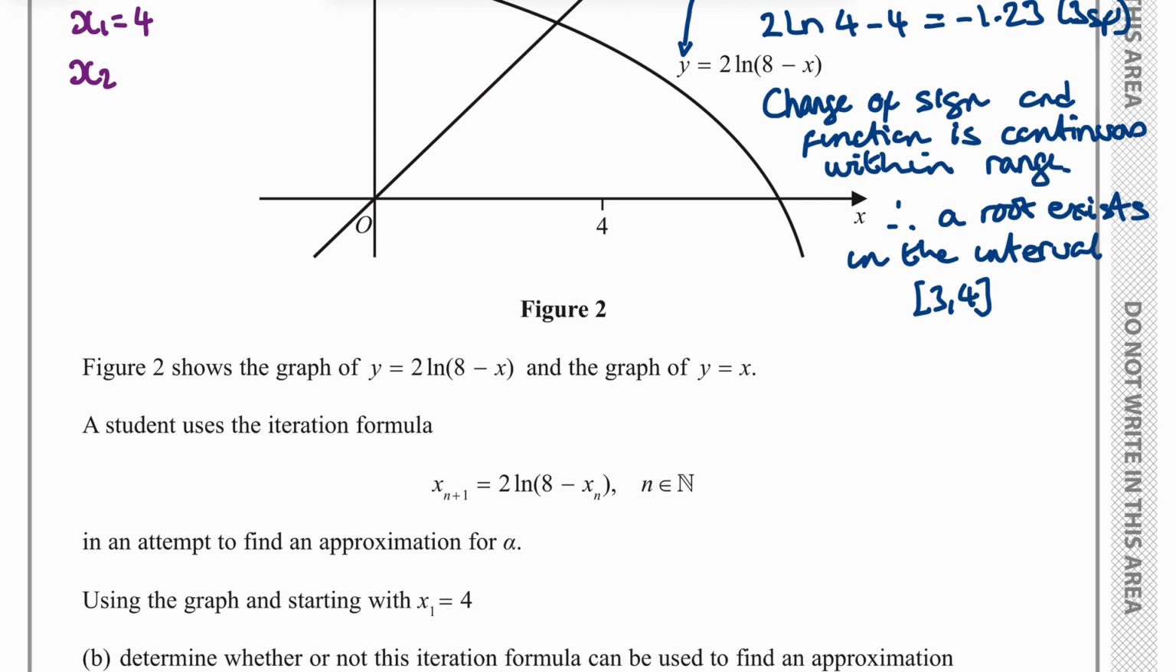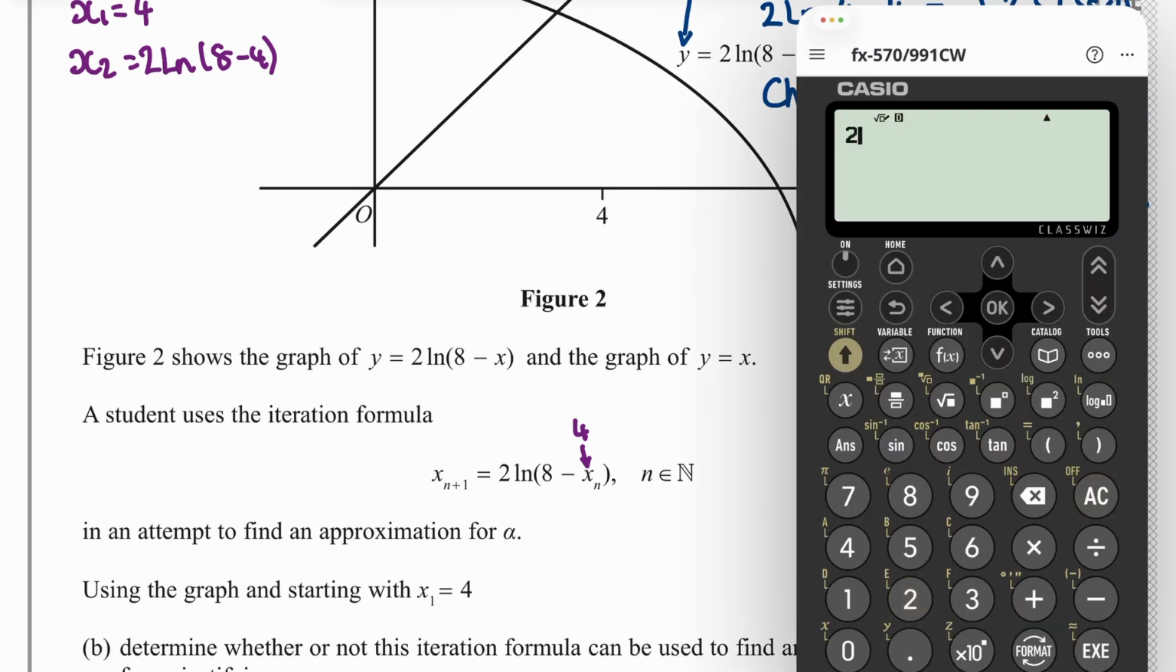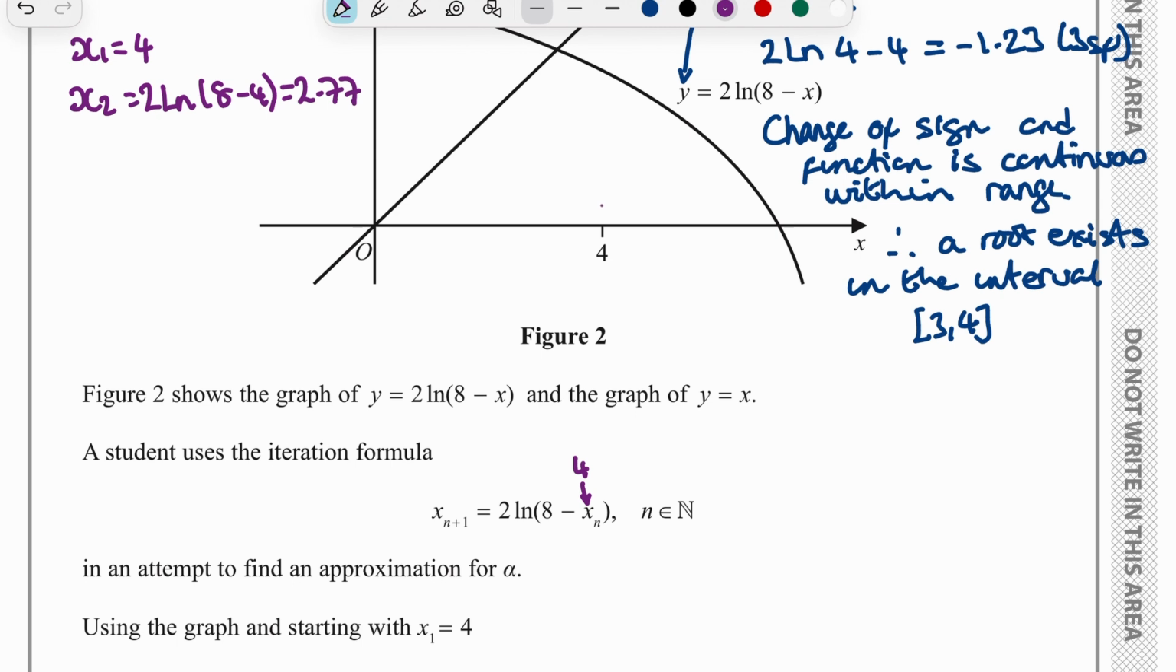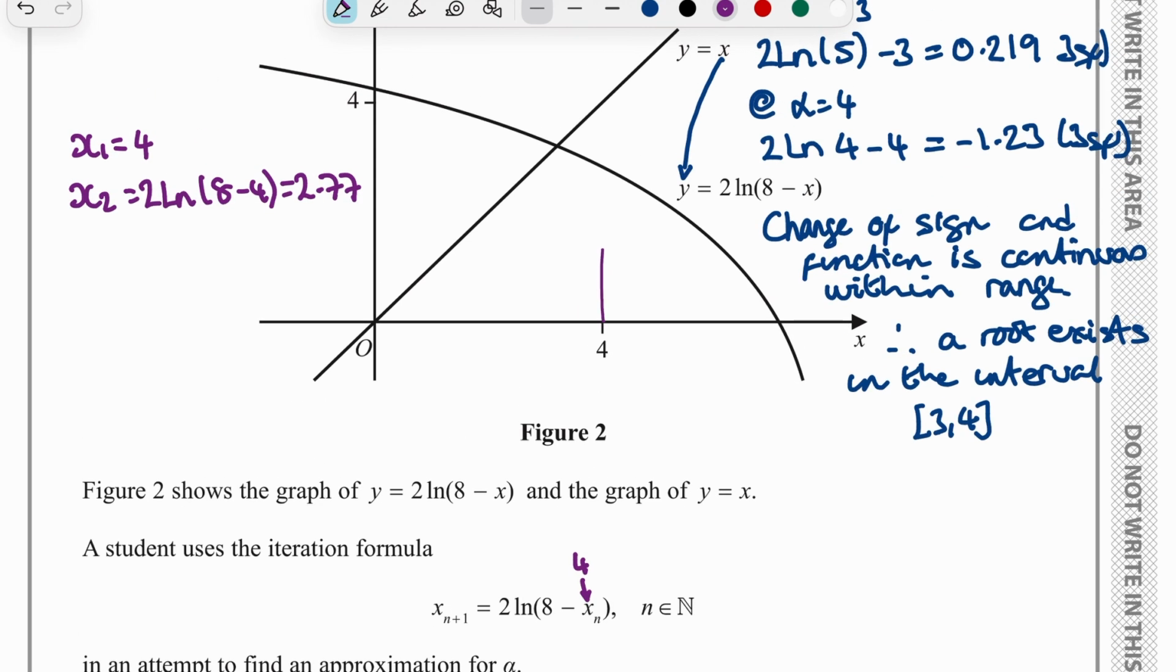So the second iteration, if we put the 4 into here, then we'll have 2 times the natural log of 8 minus 4. And on our calculators, I'm going to enter it as 8 minus 4, and we get 2.77. So now we go up from 4 to the curve, then we go across to the line y equals x, and this value of x will be 2.77.